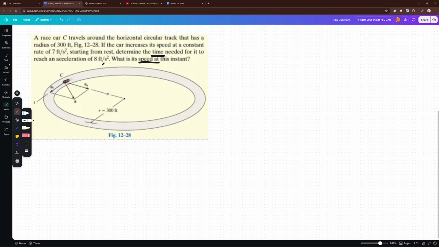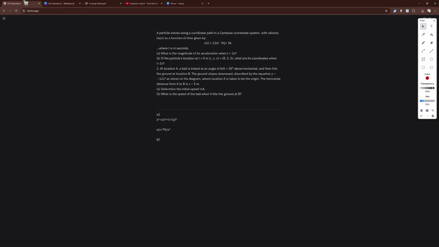Now you might be thinking this is tangential acceleration, but we need to be thinking of this acceleration here, not this one, because this is only one component of acceleration. This is the other component. Together they make this component. So if it specifically mentions tangential acceleration of 8, then you would do it like that. But it wants just acceleration, so we need to use this.